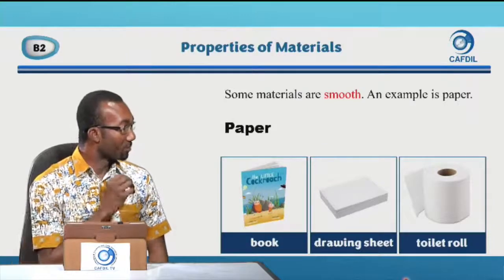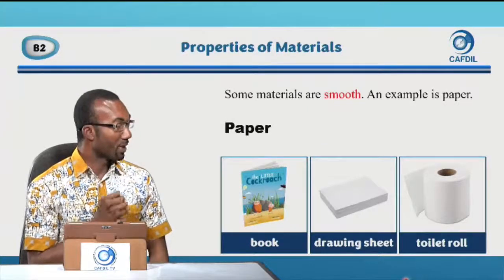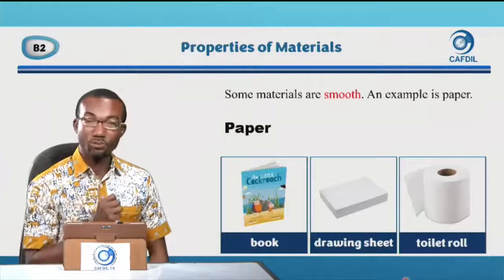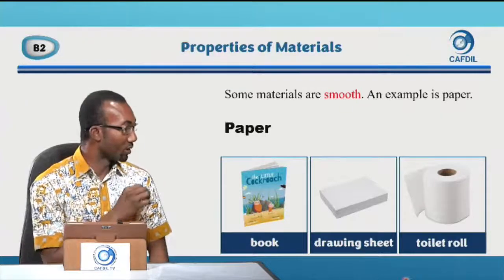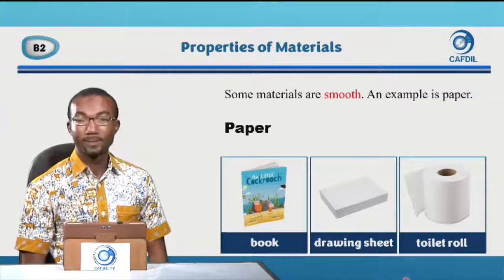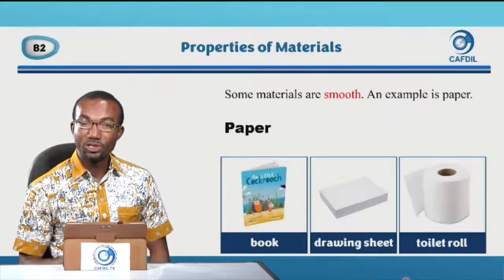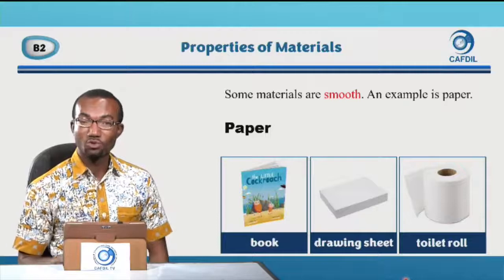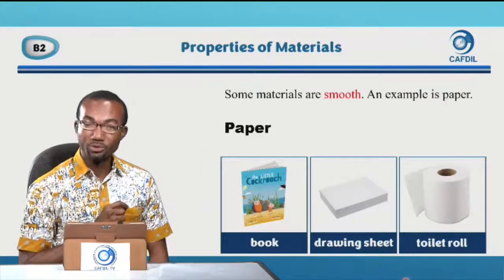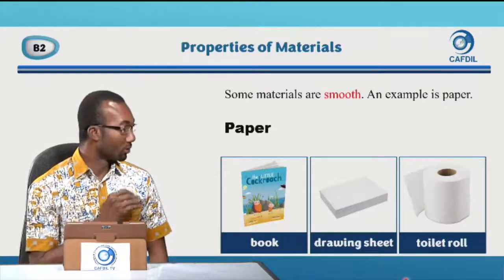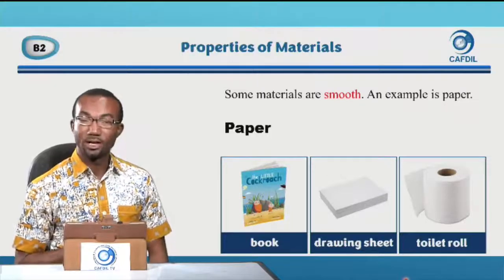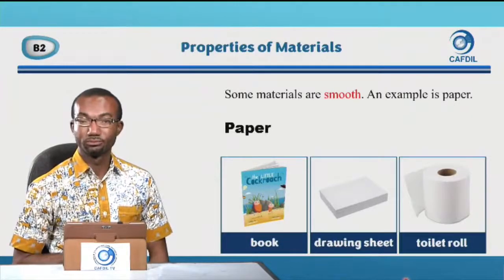Paper is an example of a smooth material. Because it is smooth, we use it to make books. If the book that you write in at school is made of stone, will it be possible? No. We use it for drawing sheets. I know that you draw at school.